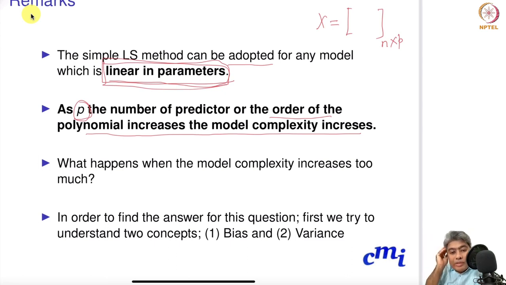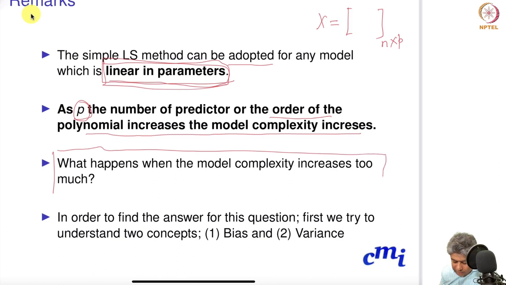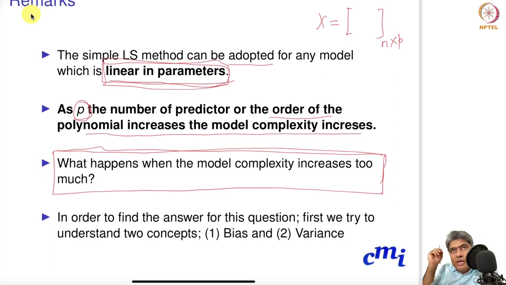Now there is a big question. What happens when model complexity increases too much? Let us try to understand what happens when model complexity increases too much. Obviously, one loses interpretability and explainability. But in order to answer this question, first try to understand two concepts. One is bias. Another is variance.